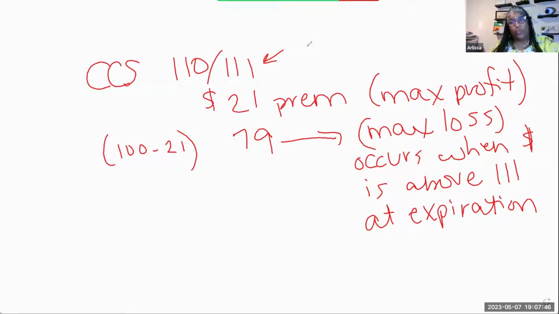This trade is worth no more than the $79. You can't lose any more than that $79, right? Just like you can't earn any more than this $21. Your max profit is $21. Your max loss, or the most you could lose, is the $79.